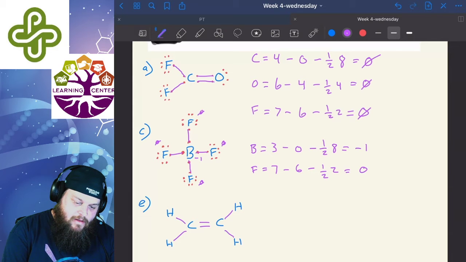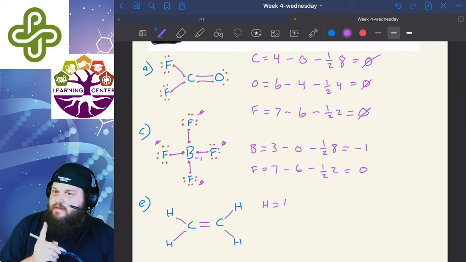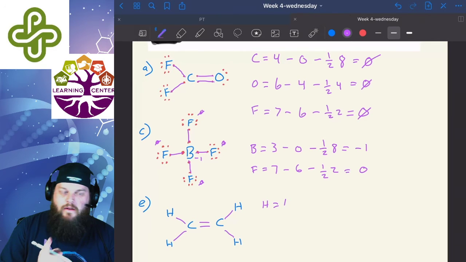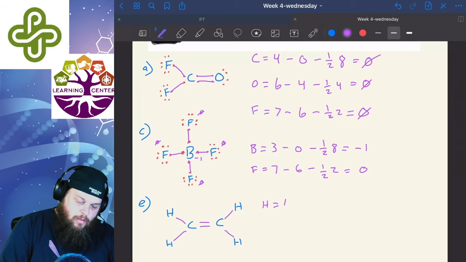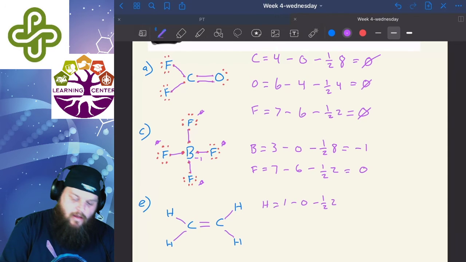Looking at the formal charge for these, for hydrogen, well, that's easy because it's a group 1. It's 1 electron, 1 proton, minus 0 lone pair electrons, subtracting then the 1/2 of the 2 because it has a single bond. It's going to equal 0. Hydrogens should almost always have a formal charge of 0.